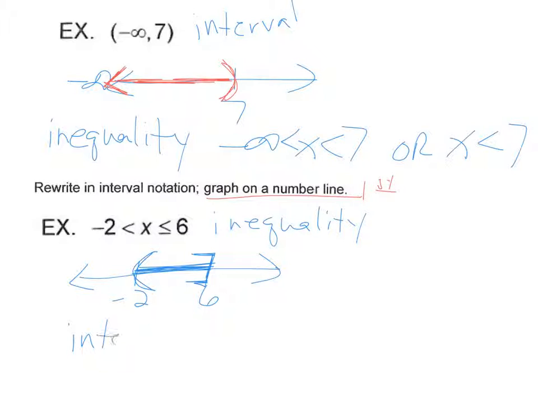So there's the number line. And now interval notation, you can just go straight off the number line. Parentheses, start at -2, comma, stop at 6, bracket.